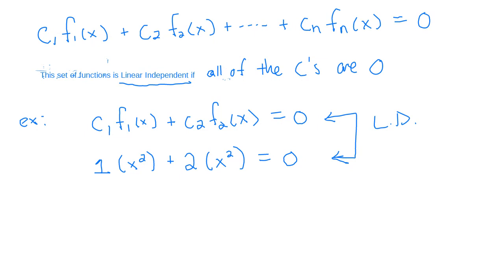But remember, I just wrote out this weird formula right here. And I said you need to be able to find all of the C's, basically need to be 0 in order to satisfy this. If you can set the C's equal to 0, and that satisfies this equation, then it's linear independent, right? So linear independent.